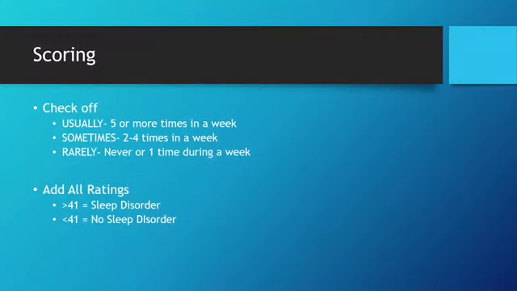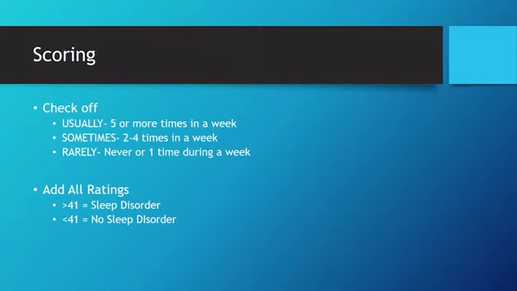When scoring, if the parent rated usually, they will be given a 3. Sometimes, 2, rarely, 1. If the item has an R next to the question, you will do the reverse. So if the parent gave the child usually, they would normally get number 3, but because it's reversed, they will be given 1. So if they gave them rarely, usually they'd be giving them a 1, but with reverse, you'd be giving them a 3. 2 stays the same.